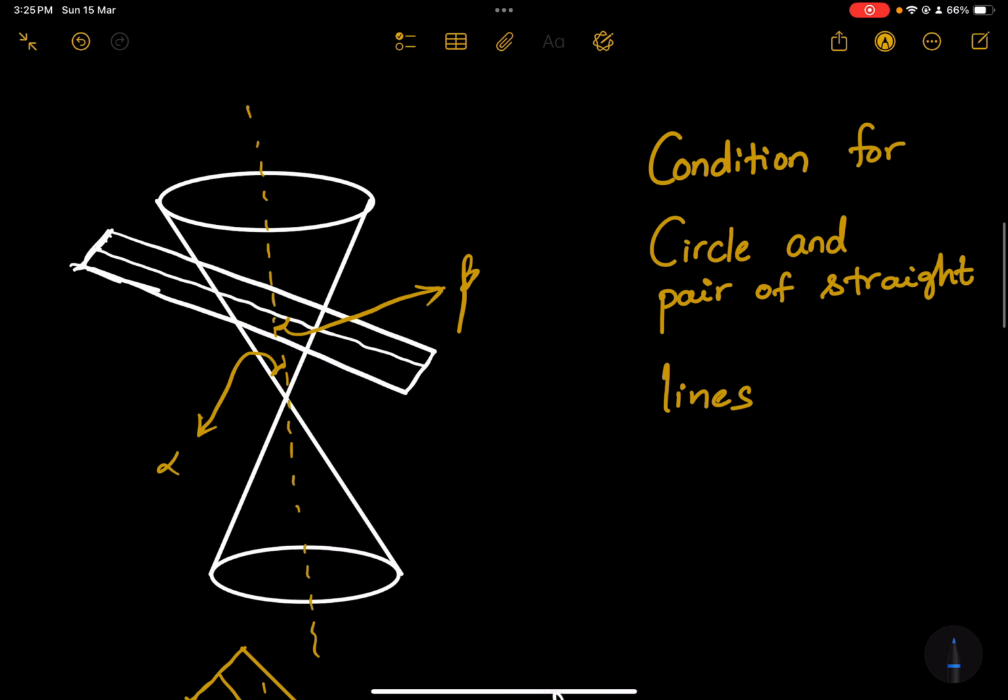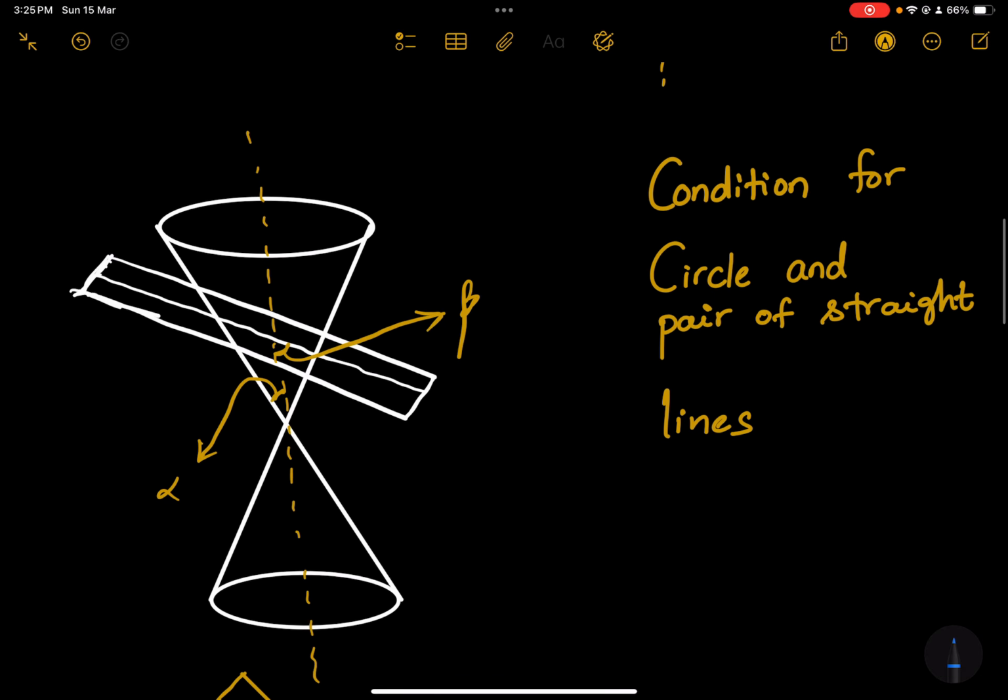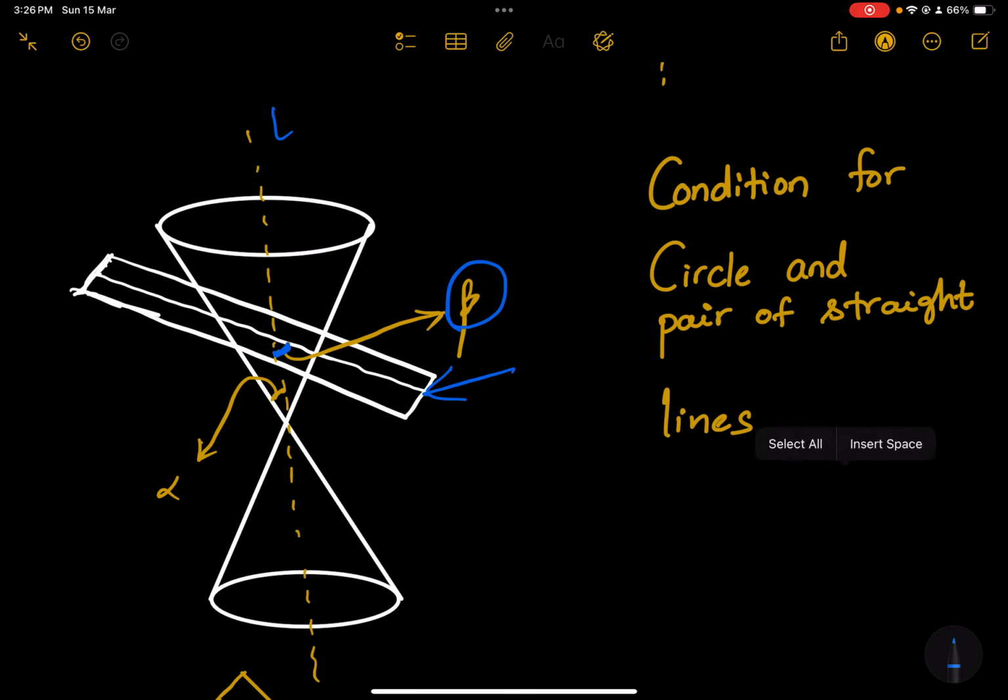Now to get any conic section, any shape, you need one plane. So let us say this is that particular plane. When you cut this shape with that plane, let us say the angle made by this plane with the axis of the double napped right circular cone is beta. This is that angle. So depending on the value of beta, you will get different types of conics.